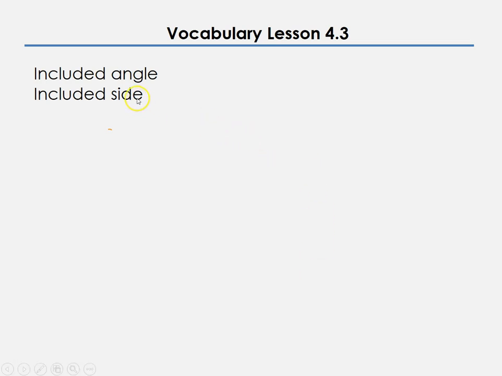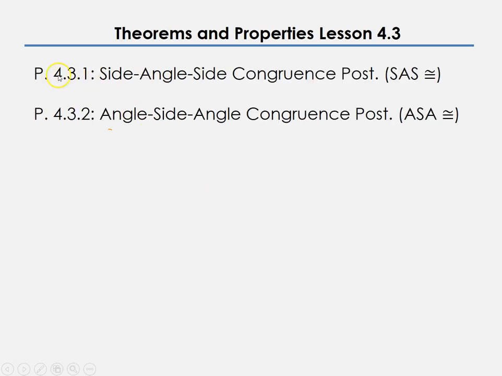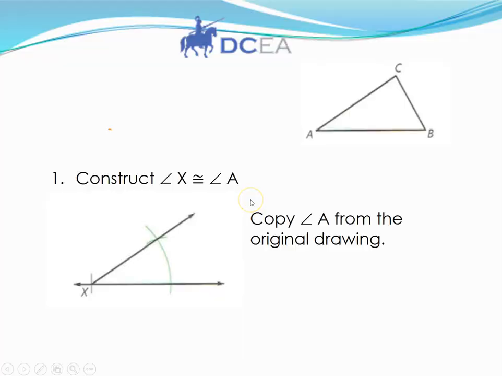Our short vocabulary list has an included angle and an included side. We'll be doing 2 postulates. Postulate 4.3.1, which we call the SAS postulate, side angle side, and 4.3.2, which is the ASA postulate, angle side angle.